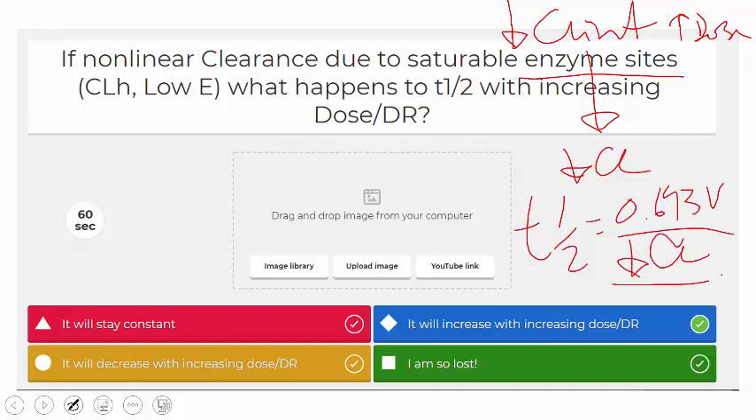If we decrease the clearance, what's going to happen to the half-life? It's going to get longer. So it's not going to stay constant. It will increase with increasing dose rate. Absolutely. This is the answer, isn't it? It will decrease. Nope, it's going to increase.